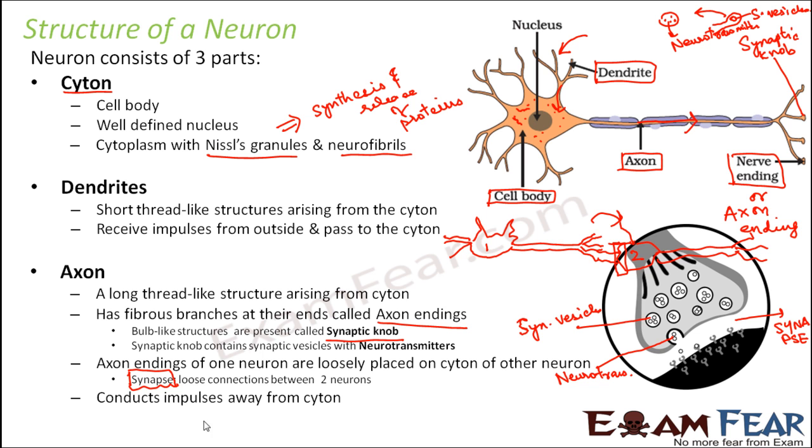So the axon conducts impulses away from the cyton. Now you understand how the information gets carried forward from one neuron to another. Please remember that always the axon endings of one neuron will be connected to the cyton or to the dendrites of the next neuron. So that is how the transmission can take place, because dendrites want to take in information and axon wants to throw out information.